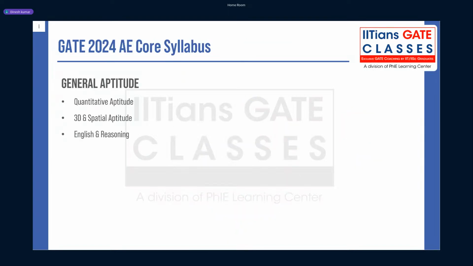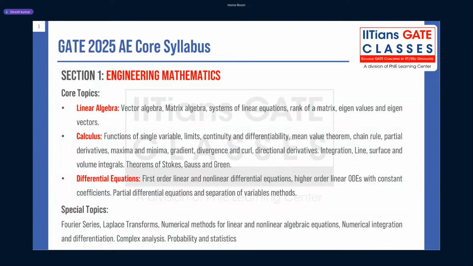Now come to the syllabus part. In general aptitude, the syllabus is mainly quantitative aptitude, 3D and spatial aptitude, English and reasoning. There are more questions from quantitative aptitude and 3D and spatial aptitude, and from English and reasoning, verbal and others, 2 to 3 questions max. But nowadays they are asking 3D and spatial aptitude especially more. So guys, do prepare accordingly.